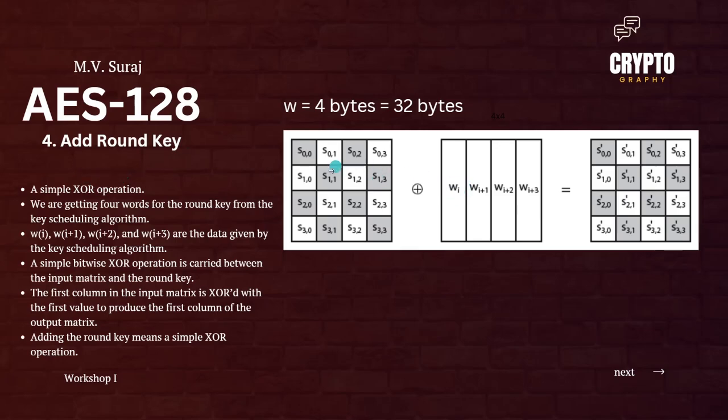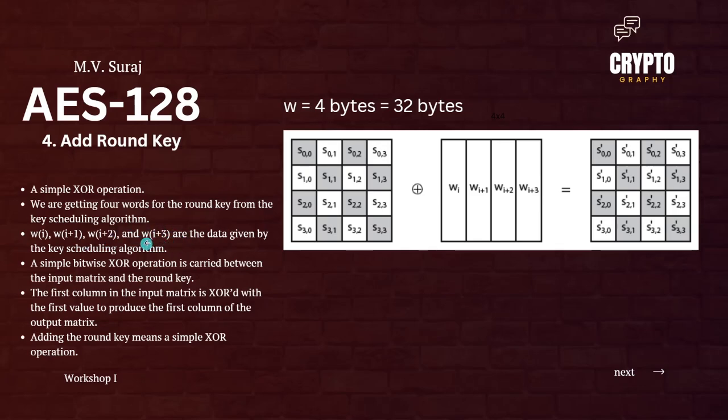So in this one, a simple XOR operation is being carried out. We are getting 4 words for the round key from the key scheduling algorithm. So we will get the 4 words from the key scheduling algorithm: word 0, word 1, word 2 and word 3.